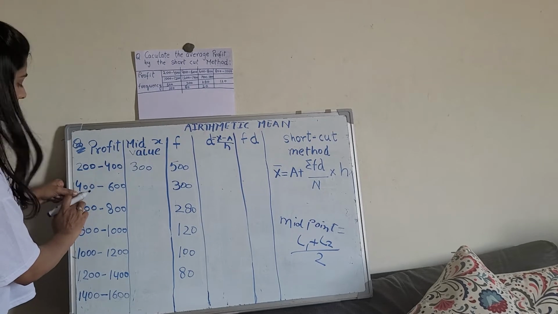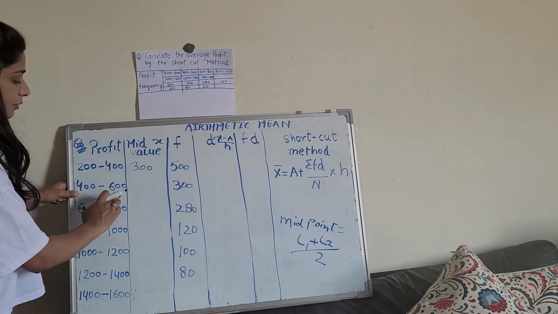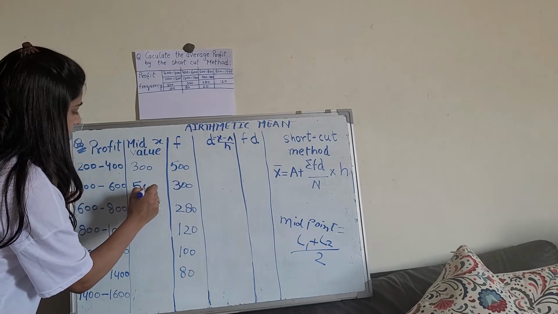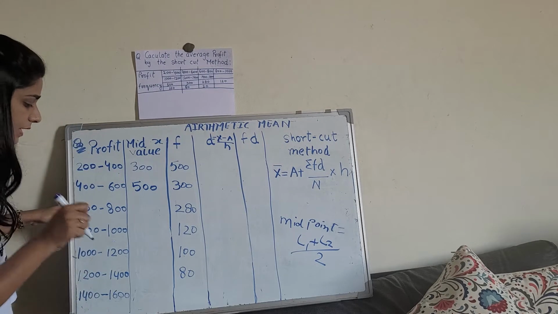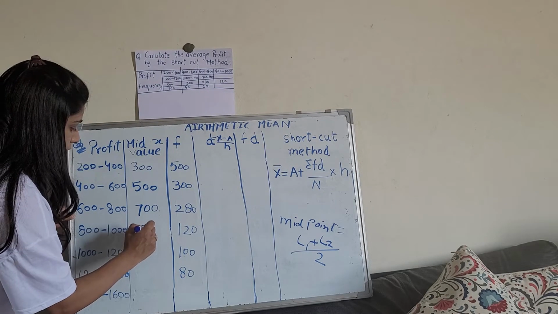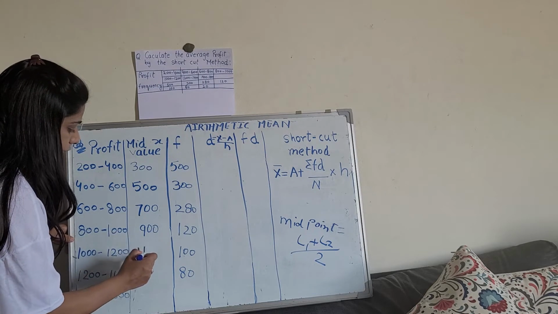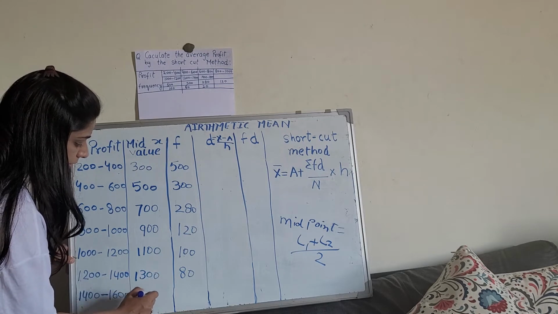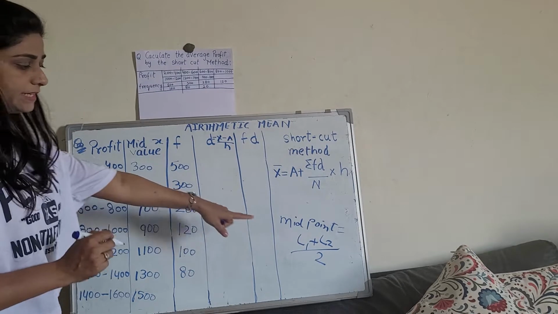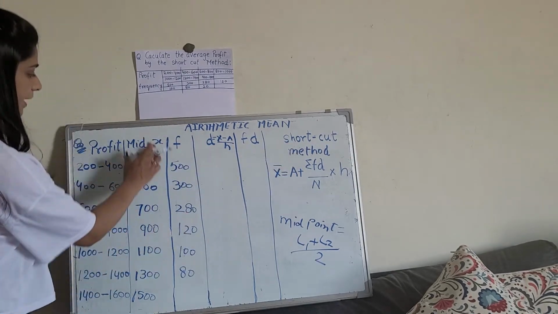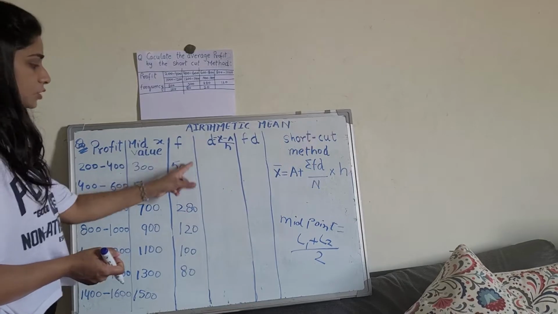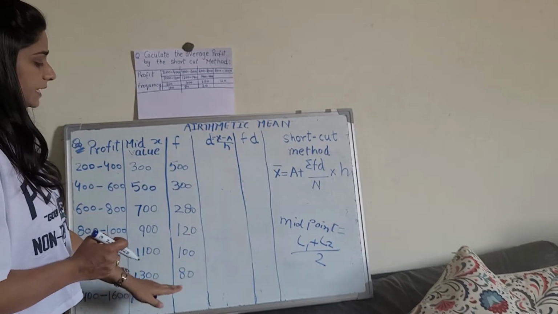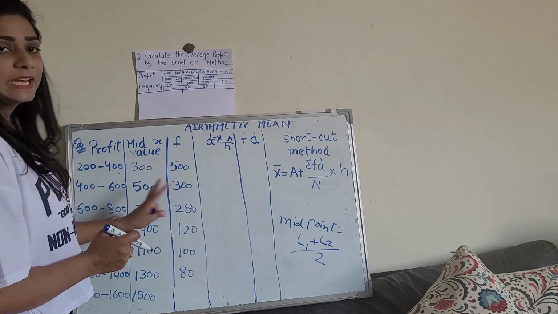Similarly for this one, 400 plus 600 will be 1000, divided by 2 we will get 500. So by this formula we will calculate all these mid values: 700, 900, 1100, 1300 and 1500. How do we calculate mid values? Lower limit plus upper limit divided by 2. This is column x. Next column is for frequency. Frequencies are given in the question, so we just wrote down all these frequencies in front of the class intervals.